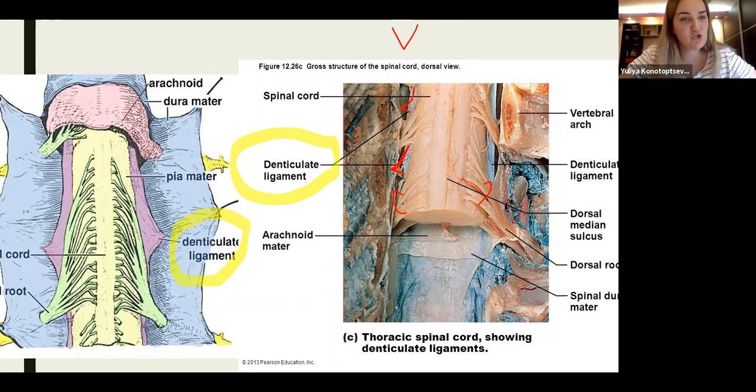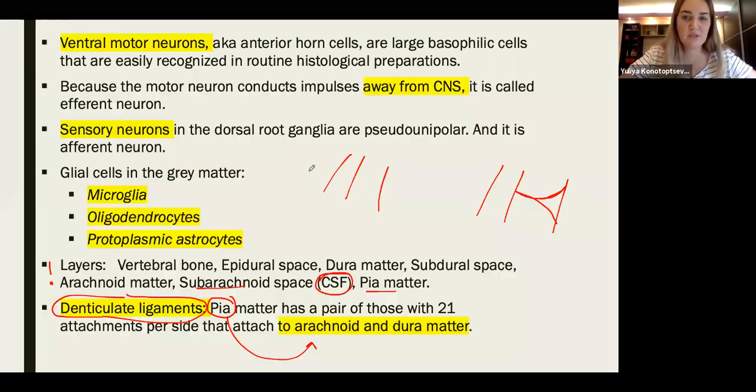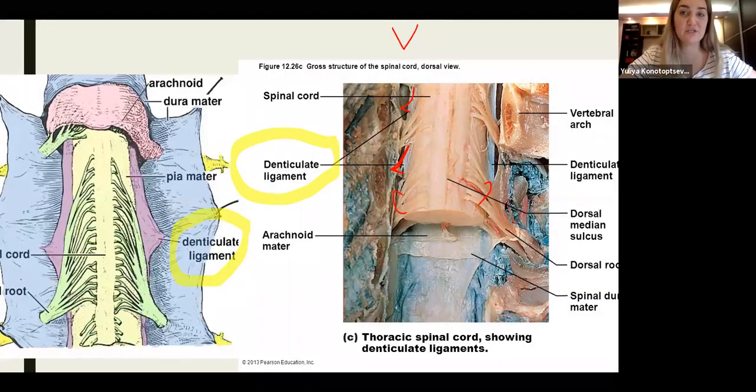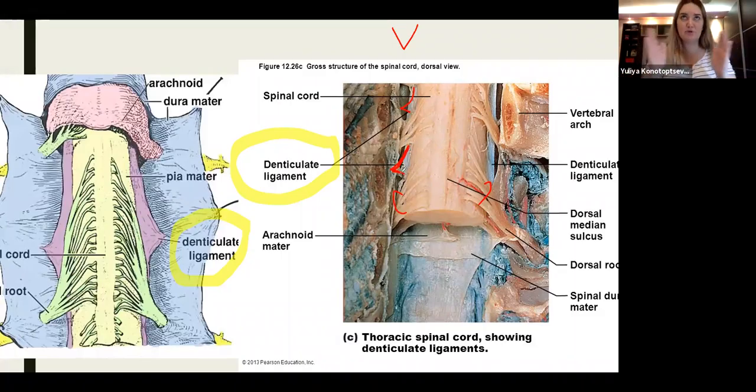So what do you think? What could be the job of denticulate ligaments? Why is it important that we have them in the spinal cord, but we don't have them in the brain? Why are these triangular connections important? Stabilize the spinal cord. Perfect. One of the functions is for stabilization of the spinal cord. These denticulate ligaments sort of keep your spinal cord in place, so it doesn't move much. But there is a second function that everyone loves. Okay, so what is here?